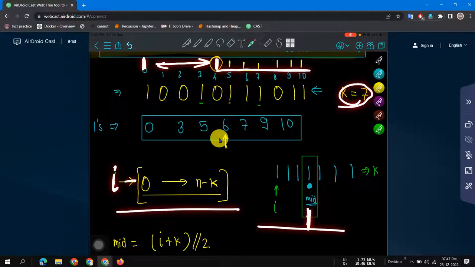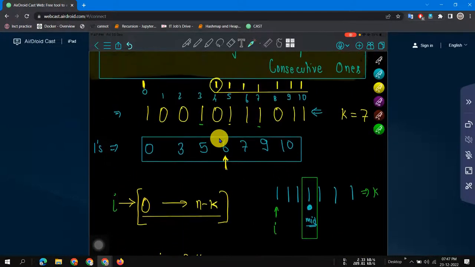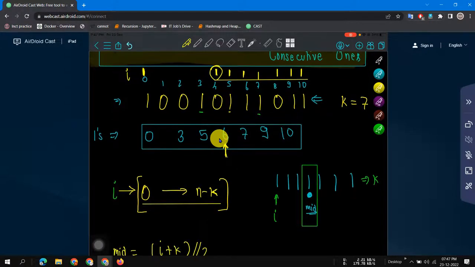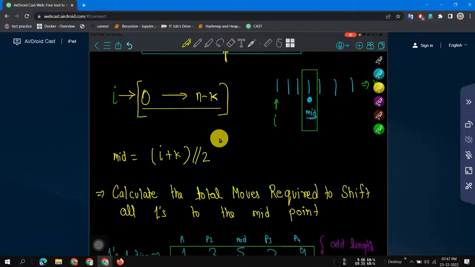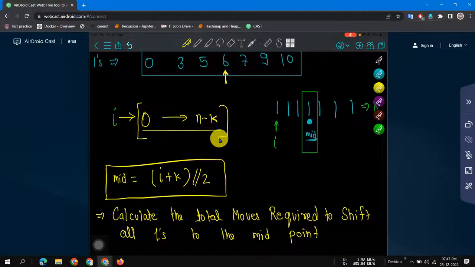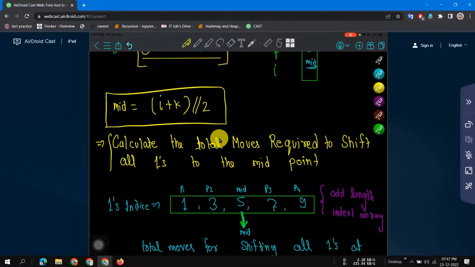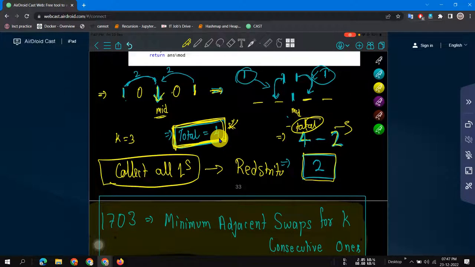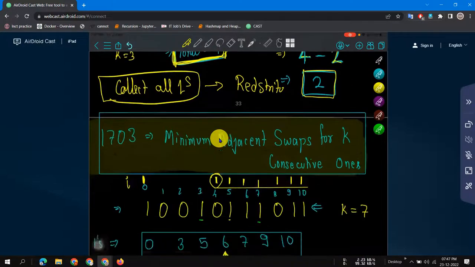And here, let's say my i is here, then how can we find the midpoint? Midpoint will be i plus k divided by 2, right? If I take integer division, it will be the midpoint. Now we have to calculate the total moves required to shift all ones to the midpoint, and then I will take the minimum total, as I already told you that we have to minimize this total.